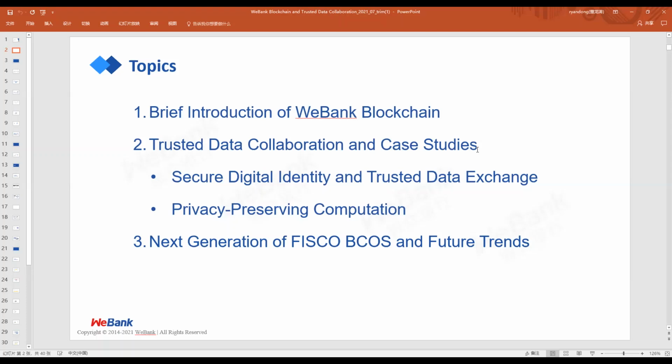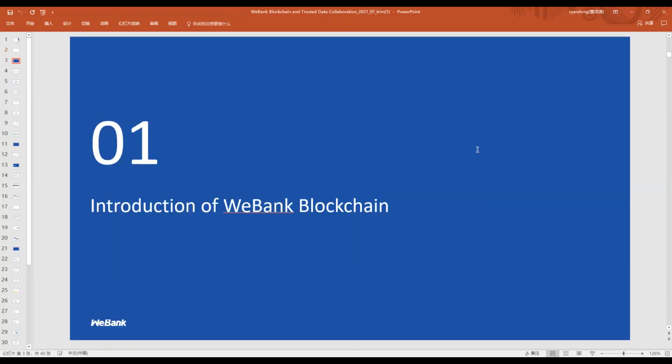In the very last part, we look at the next generation of FISCO BCOS, which is the name for the WeBank blockchain platform. We are also thinking about what will happen in the future, how we will react to it, and what we think is important. It might also be a good time for thinking on the industry side. So let's go through the first part first.